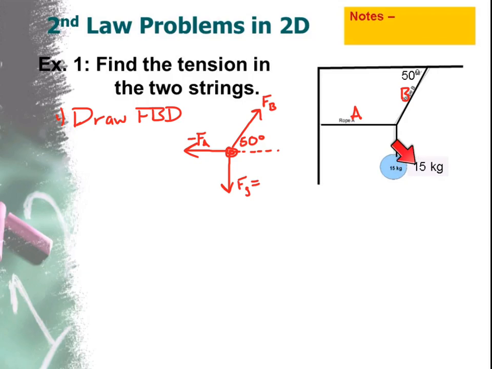Well, kilograms is a measure of mass, so I know that I need to convert this into newtons by multiplying times the acceleration due to gravity, little g. And so I know that in this particular case, I have to multiply 15 times negative 9.8 to get the force due to gravity in newtons. And in common terms, we would call this our weight. So the weight of this ball is 147 newtons.